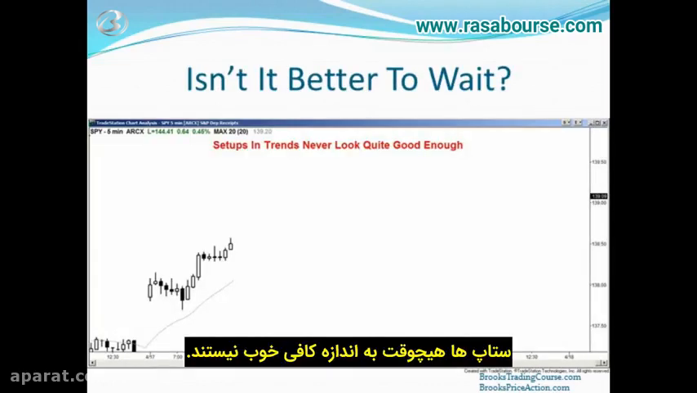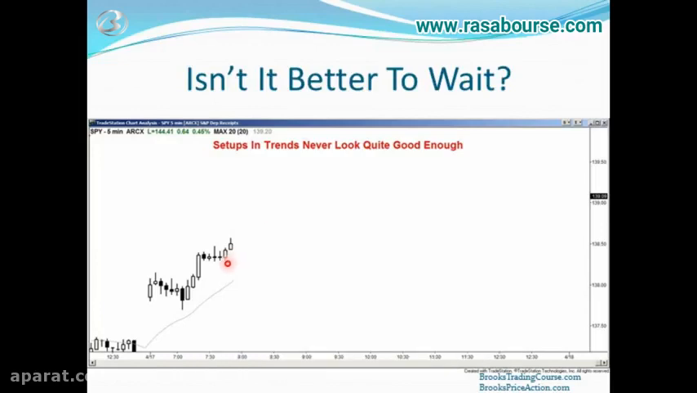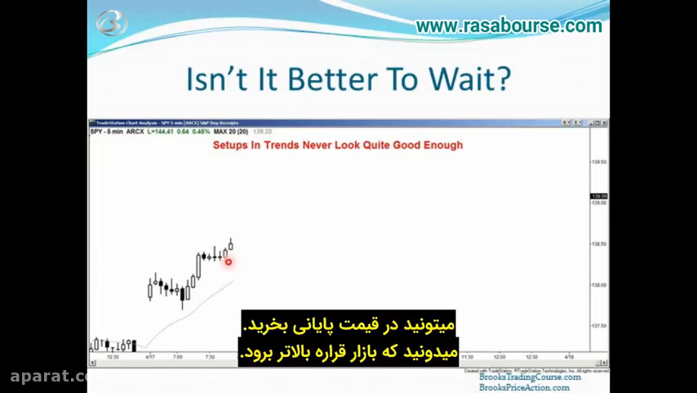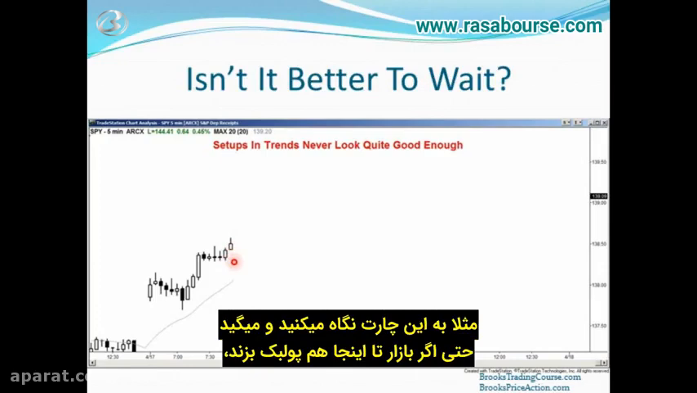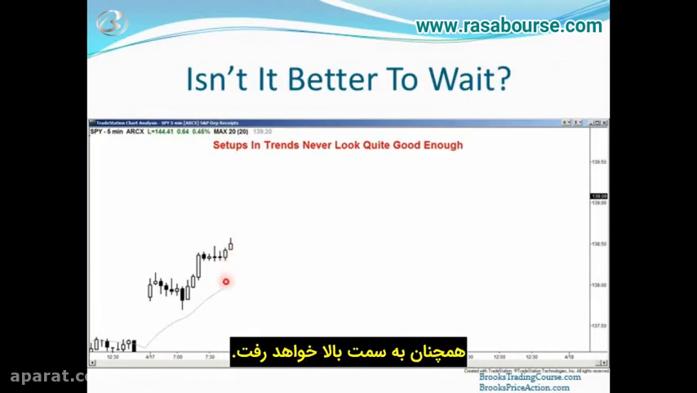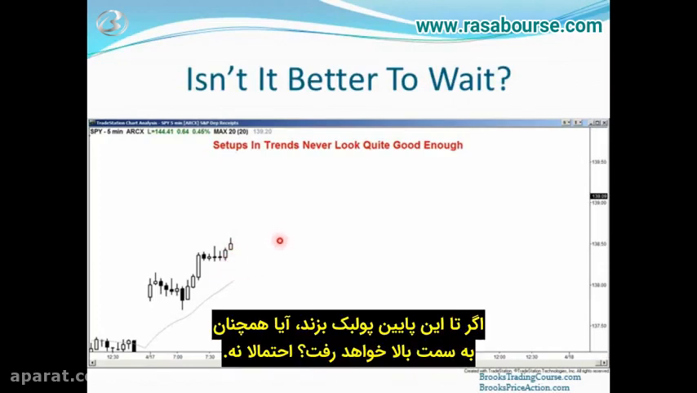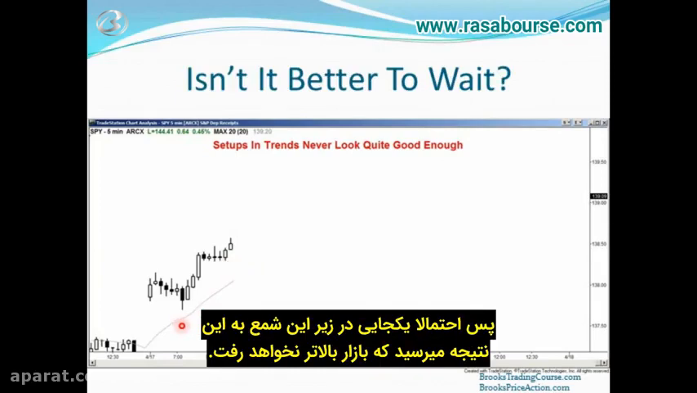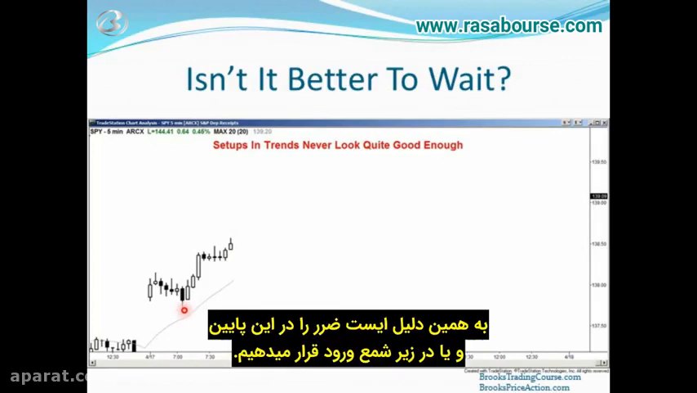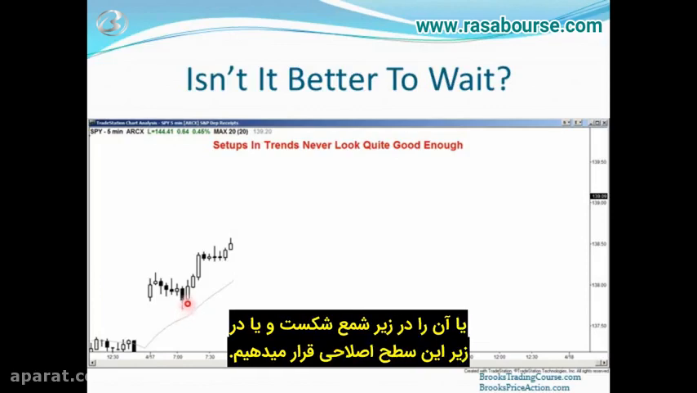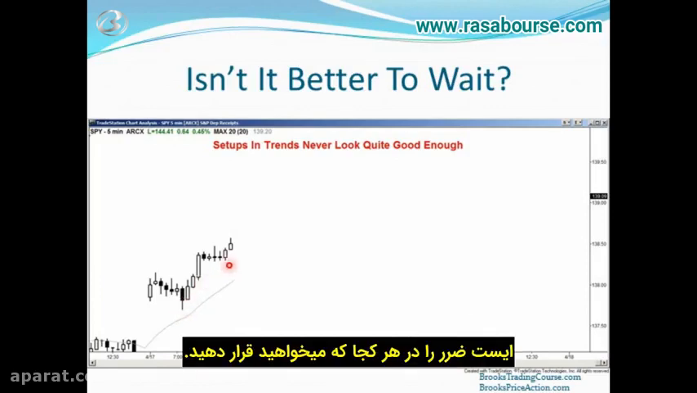Okay, so setups never look quite good enough. You can buy closes. You know it's going up. You look at this and say, even if it pulls back down here, it's still going up. Well, if it pulls back down here, is it still going up? Probably not. Somewhere below this bar, you'd say it's probably not going up. So that's where you put your stop: below this entry bar, below this breakout bar, below this ledge. Pick whichever one you want.